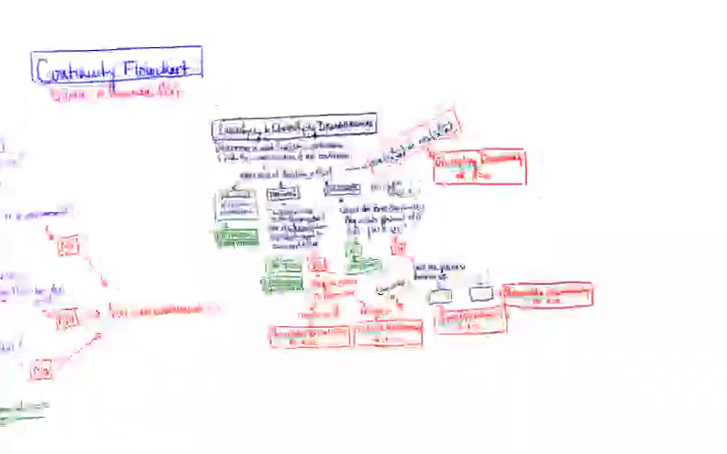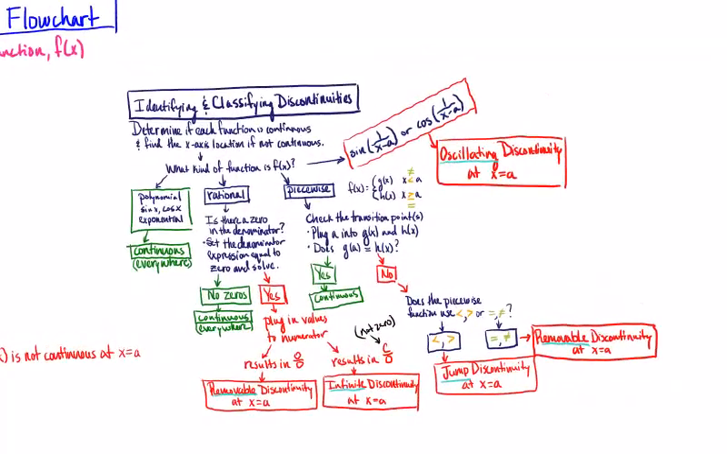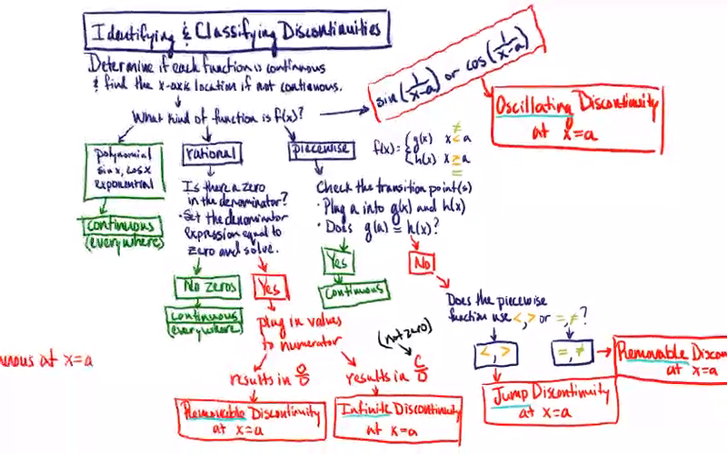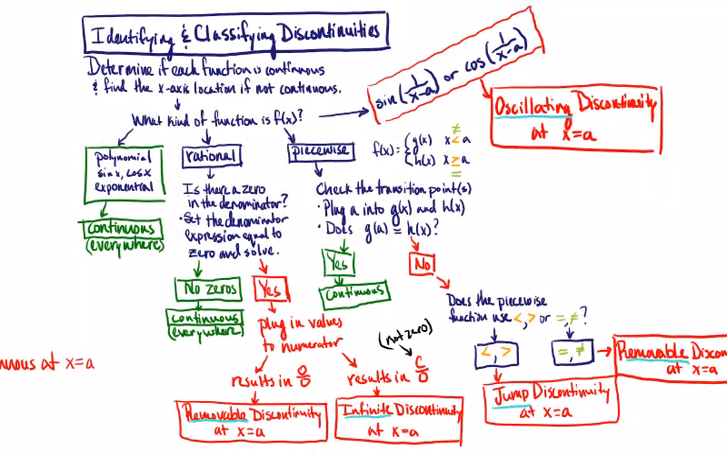And then identifying and classifying discontinuities, that's a little more involved. But basically, let me grab a different color here. Basically with this one, grab pink. So with identifying and classifying discontinuities, these are kind of your directions here to some extent. And then you ask yourself, what kind of function is it, right? What kind of function is f of x?